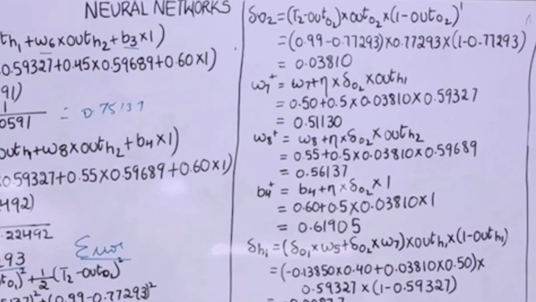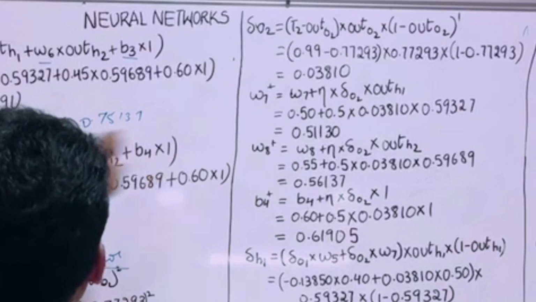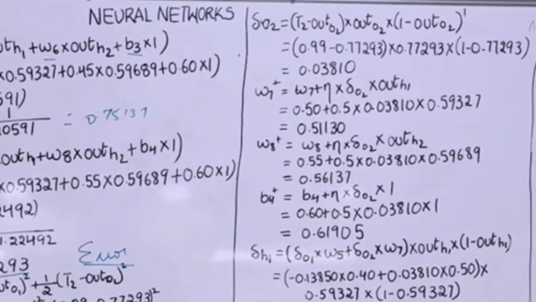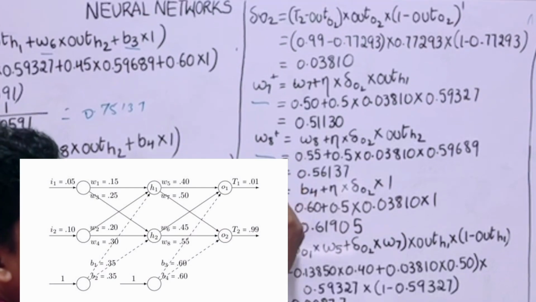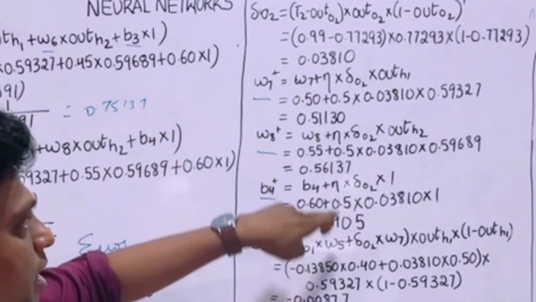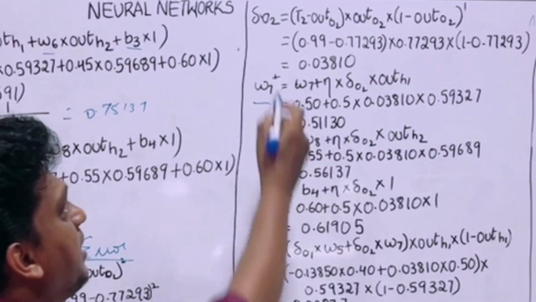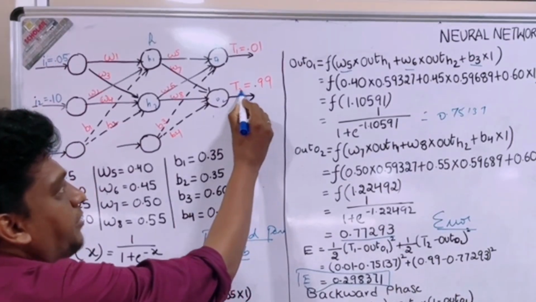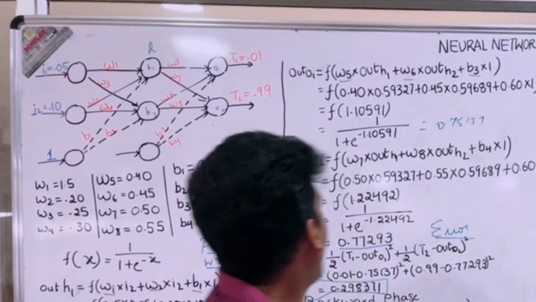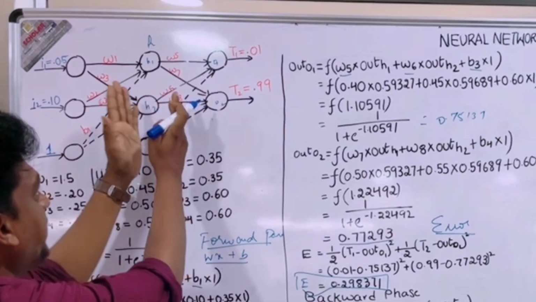Now come to the next part, O2. For O2, the weights that are connected are W7, W8 and B4. The same formula is used for updating the weights. The del O2 can be calculated with the same approach with the target value of T2. Now we have completed the connection between the output and the hidden layer.